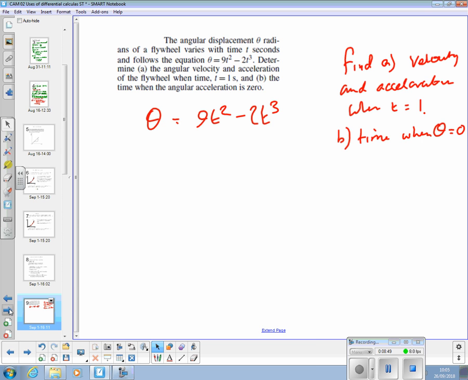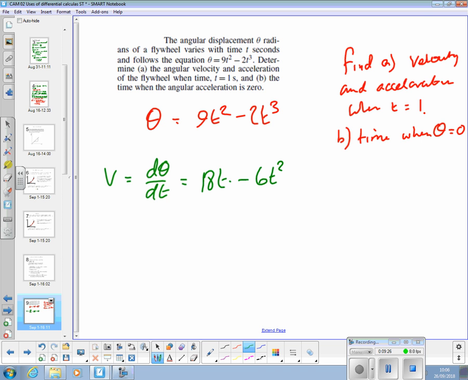So, how do we find the velocity? V. From the last slide, how do we find velocity? d theta by dt. So we differentiate that function. So the differential of that, differentiating, gives 18t minus 6t squared.